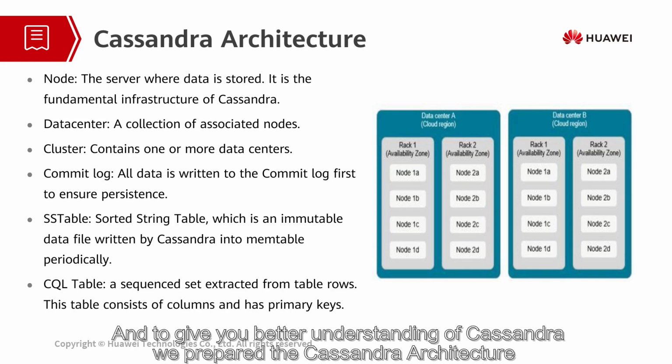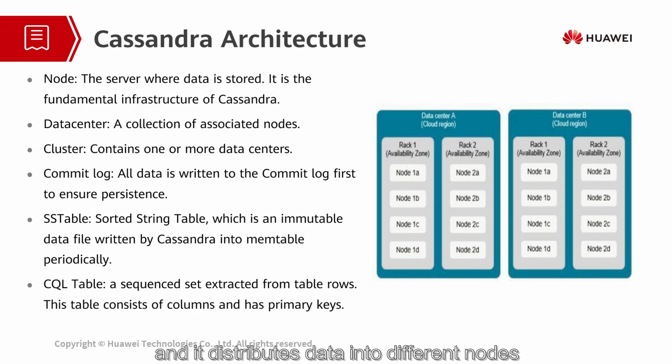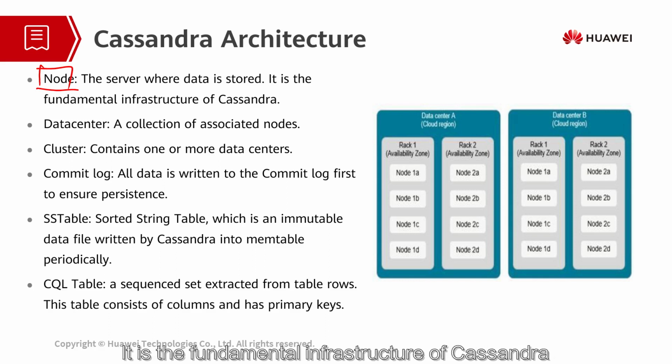And to give you a better understanding of Cassandra, we prepared the Cassandra architecture. Like in many different distributed systems, Cassandra has a computer cluster with many servers. And it distributes data into different nodes. Here we say each node is a server where data is stored. It is the fundamental infrastructure of Cassandra. And many nodes together are called a data center.